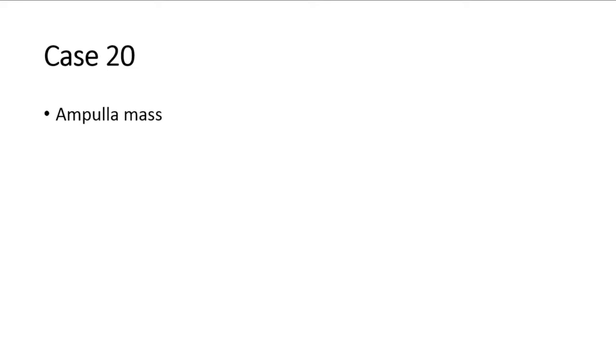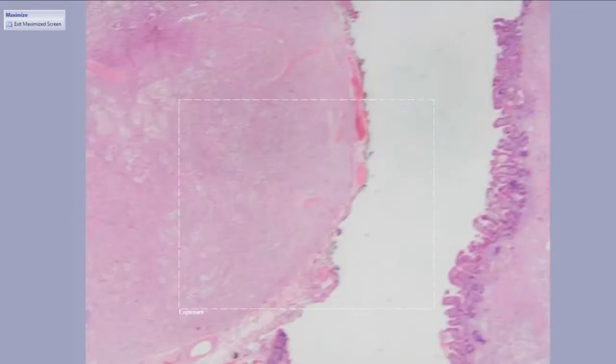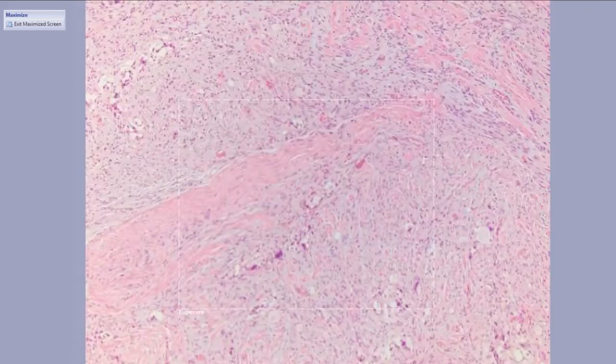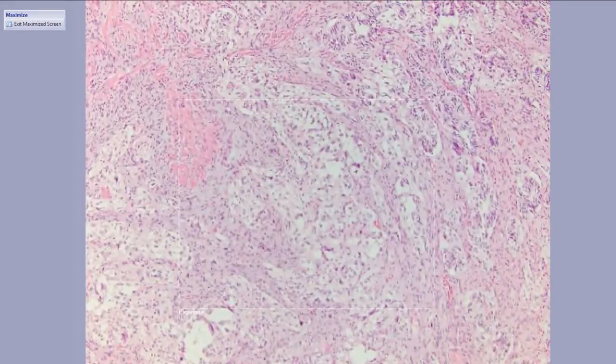Moving on, another fun tumor. This is a mass in the ampulla. This tumor almost always occurs in the ampulla. I've seen reports of it occurring elsewhere, but I have not happened to see one myself. And you can tell there's a couple different things going on throughout this lesion.